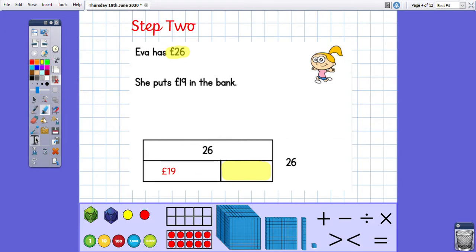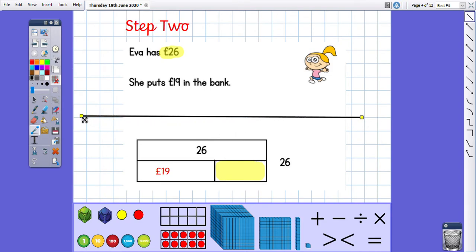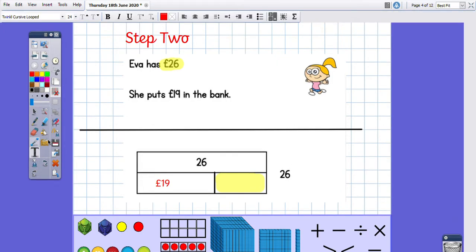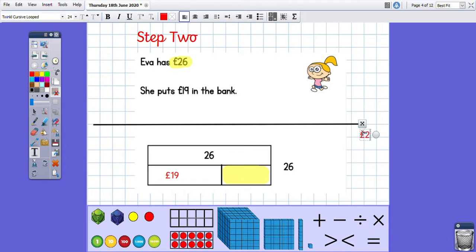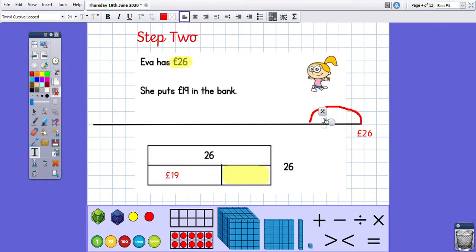Now I'm going to do a number line because I find that the easiest. So I'm going to do it right across the middle here. Probably doesn't need to be that long, but I'm going to start with £26 here, and I need to take away £19. So remember, we always take away our ones first. Now I can't take away 9 from 6, but I can get to my nearest 10. So I'm going to take away 6 as my first jump. So take away 6 takes me to £20.